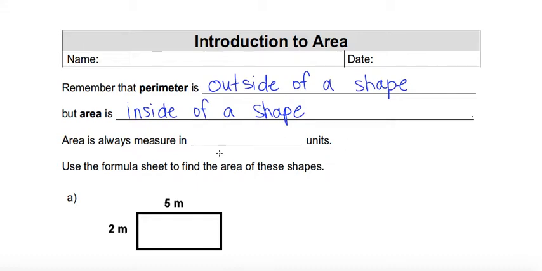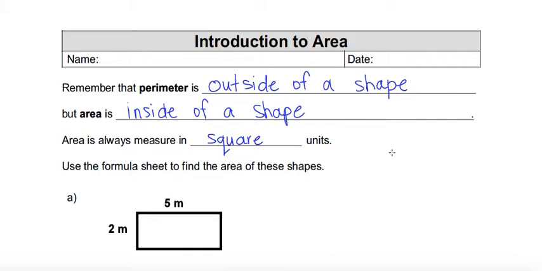And area is always measured in square units. So when we're writing our final unit, our final answer, we have to make sure those units are squared. So it could be centimeters squared, meters squared, feet squared, and so on.